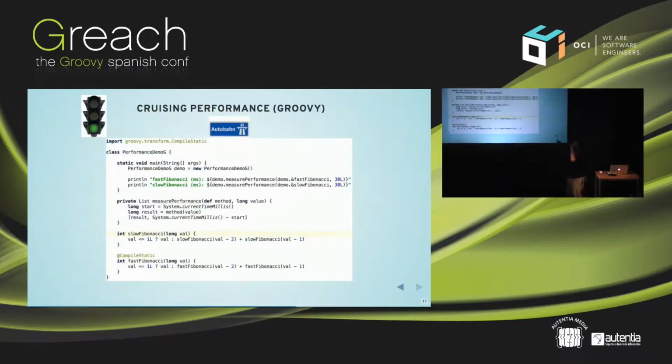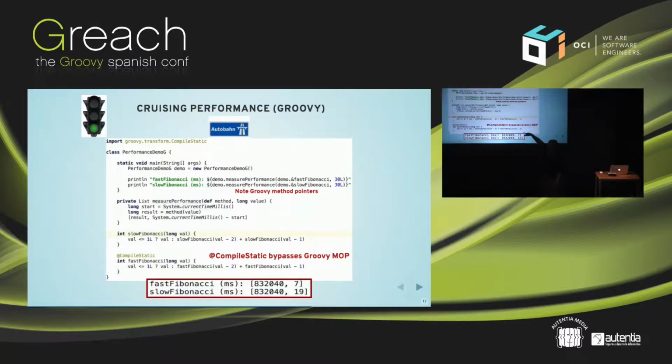Well, we can get on the Autobahn and go a little faster by using @CompileStatic. With this, it bypasses the Groovy meta-object protocol, that whole flow chart decision. And it just basically hardwires it in at compile time: whoever calls this method, I'll just hardwire it in right at compile time, and it goes a lot faster. So in this Fibonacci case, I have a slow Fibonacci method and a fast Fibonacci method, and I see what 30 is going to be. They both come up with the same value, but the fast one does it in 7 milliseconds, and the slow one takes 19 milliseconds. So that's a huge performance difference, right?